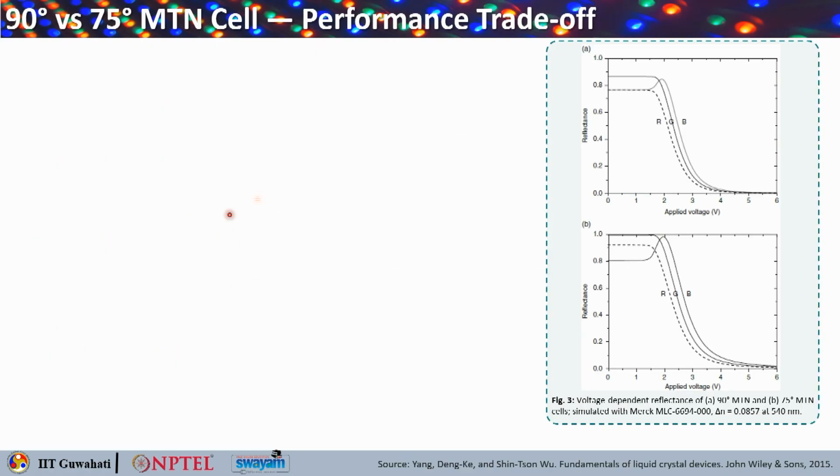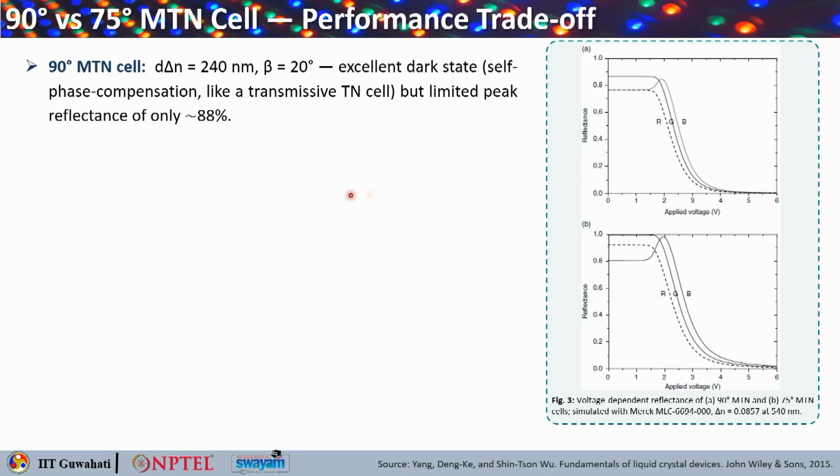So, here we are comparing the 75 degree versus 90 degree mixed mode twisted nematic cells performance. The first graph shows 90 degree MTN, the second one shows 75 degree MTN, and these are simulated with Merck MLC 6694-000 liquid crystal, where delta n is considered to be 0.0857 at 540 nanometer, right. So, from that, d delta n is around 240 nanometer, and beta is taken to be 20 degree.